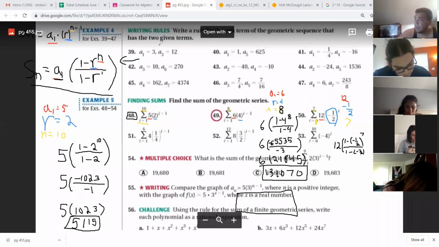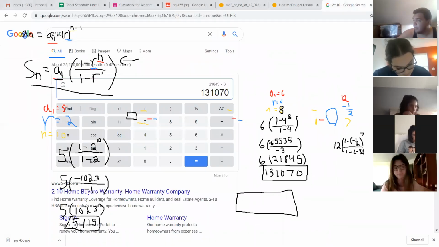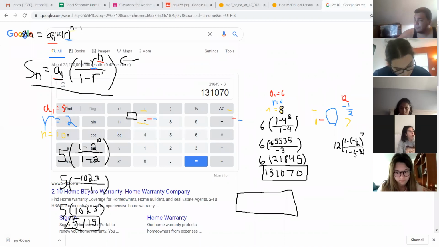Okay, I'm going to go back to the calculator. So we have the calculator open. Let me put this down here. All right. So we have that. We're going to do some math. First off, we need to do negative 1/2 to the 7th power.